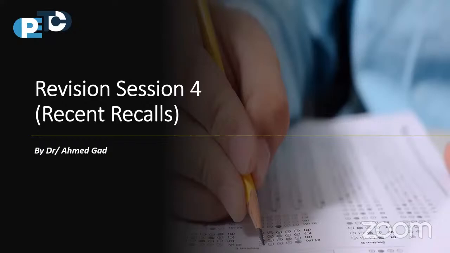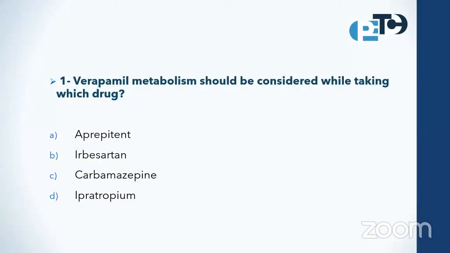The first question today is about verapamil metabolism. It should be considered while taking which drug? Which drug may affect the metabolism of verapamil? Firstly, verapamil is metabolized by which cytochrome? It is cytochrome 3A4. Yes, it's like diltiazem. Both are metabolized by this cytochrome. So the cytochrome system may affect the metabolism of verapamil. Either the inducers or inhibitors of cytochrome 3A4 will affect the verapamil level in the blood.